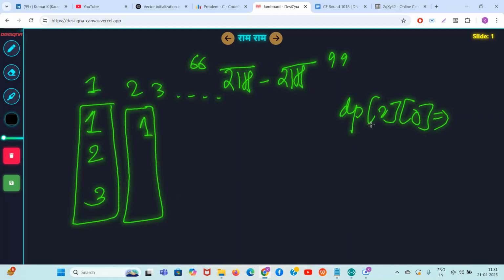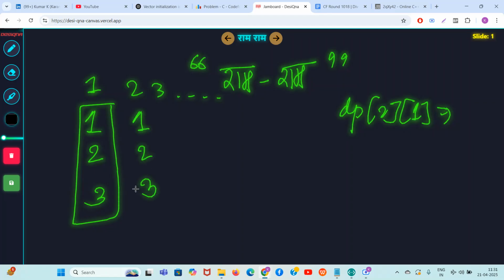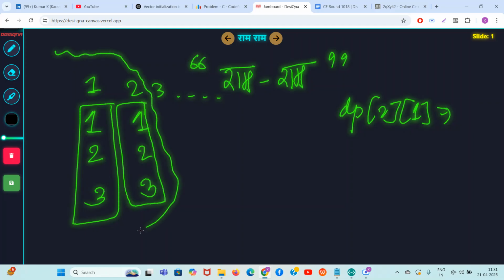Now let's calculate dp21. dp21 is a totally different ball game. dp21 means, let's say this was the matrix. I'm changing it again and again so I can show. Best answer to solve the first two columns.